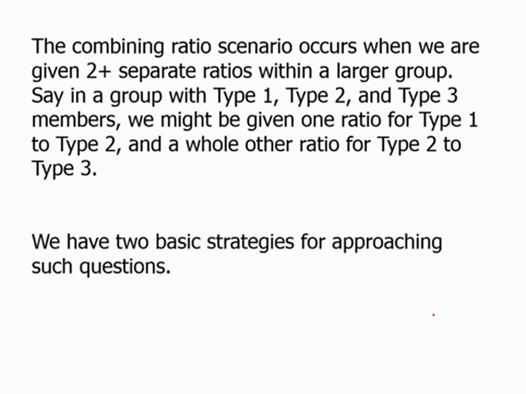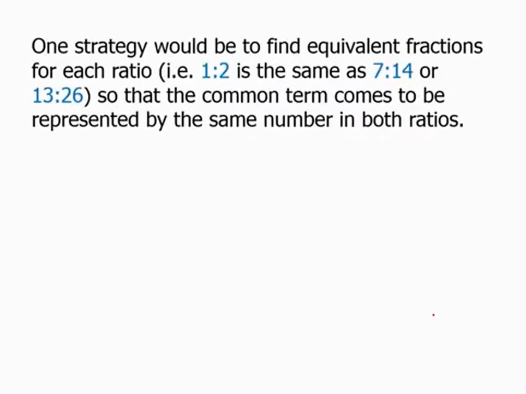We have two basic strategies for approaching such questions. One strategy would be to find equivalent fractions for each ratio so that the common term comes to be represented by the same number in both ratios. So if we have one ratio from type 1 to type 2 and another ratio from type 2 to type 3, we'd want to find equivalent expressions for both ratios so the type 2 number is the same in both ratios, and that would allow us to put it together in one big ratio, type 1 to type 2 to type 3. We'll have some examples of this in this video.